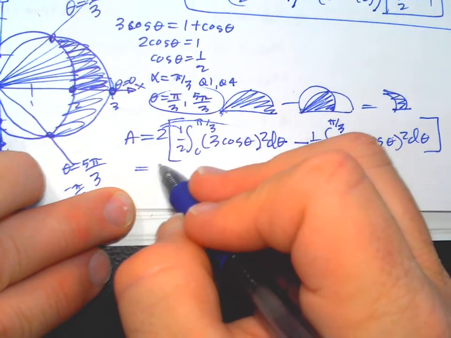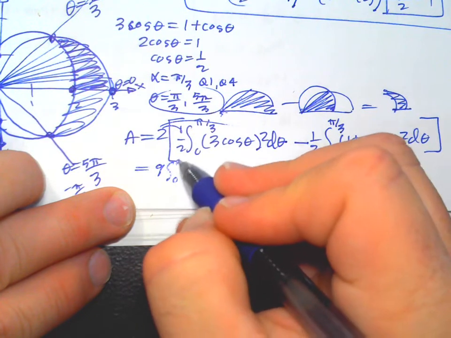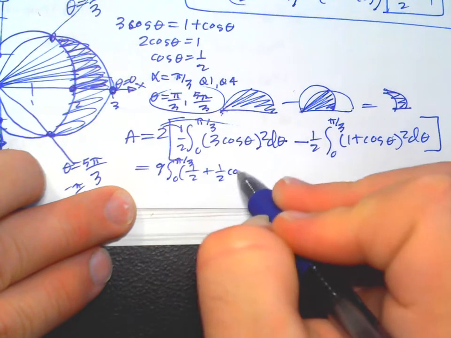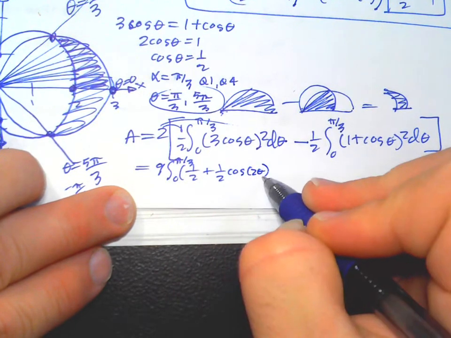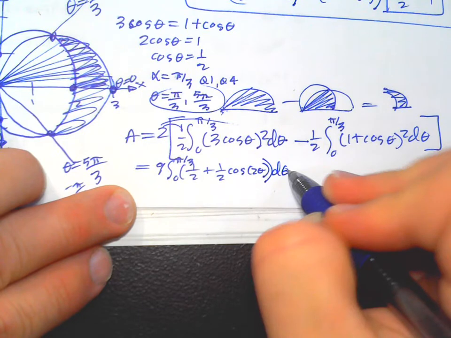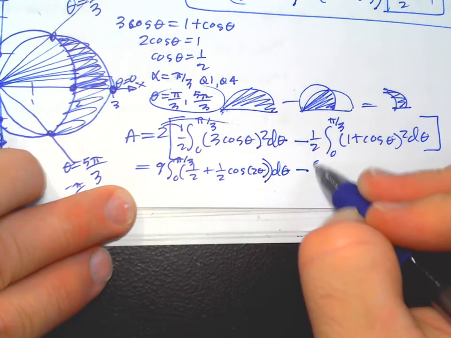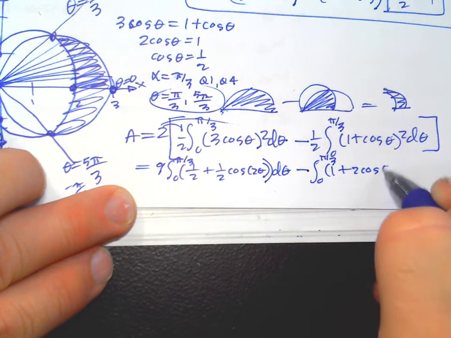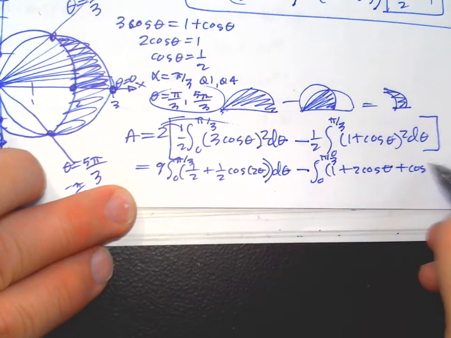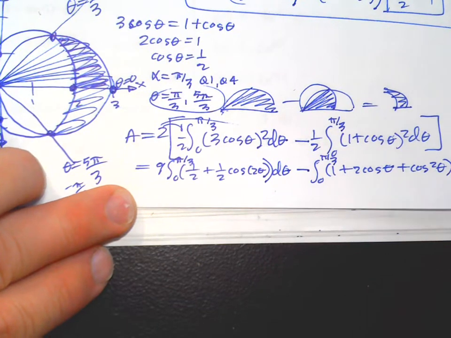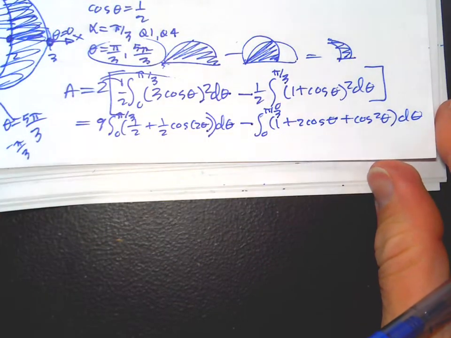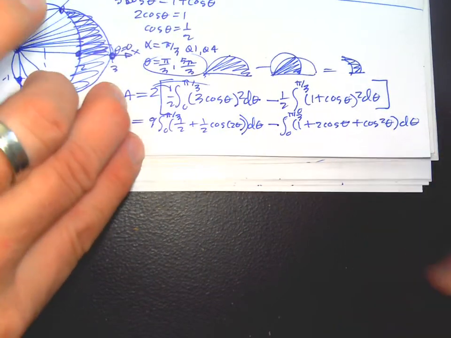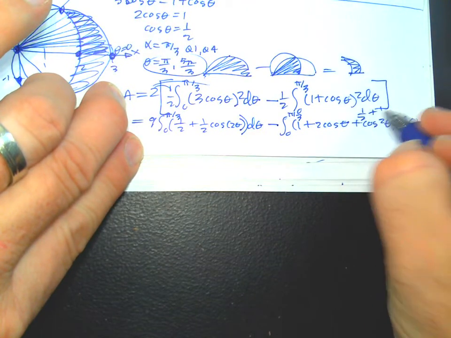Distribute the 2, so you have a 9. Replace cosine squared with 1/2 plus 1/2 cosine double angle. And over here, I'm going to FOIL this out: 1 plus 2 cosine theta plus cosine squared theta d theta. And we replace that with the 1/2 plus 1/2 cosine double angle.